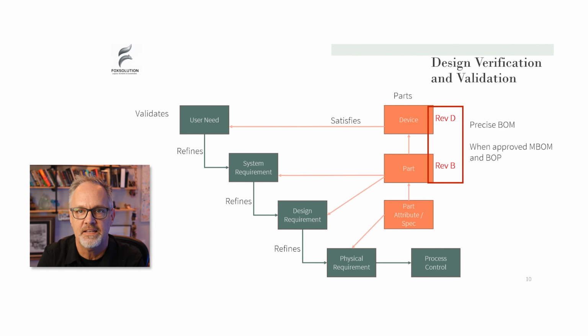So when we identify the SKU, what that's going to give us is a precise BOM. And that precise BOM is going to have the revisions of the high-level SKU, but also all the component parts that are part of it. So when we approve that precise BOM, we're going to end up with the manufacturer BOM and the bill of process that's going to be shared with the manufacturing operation.